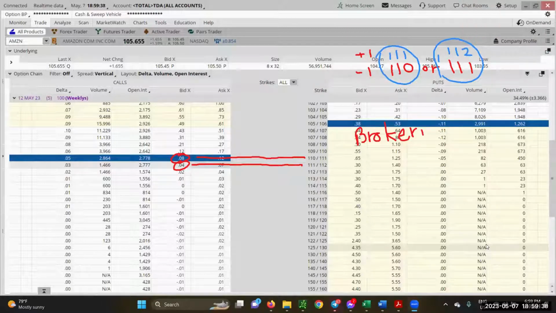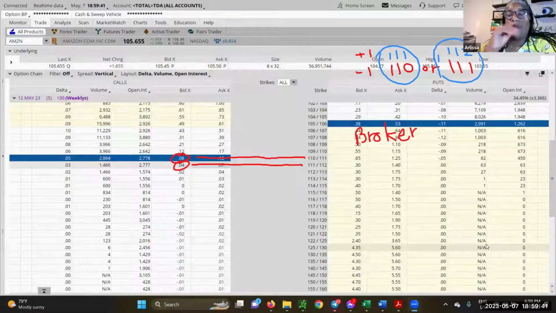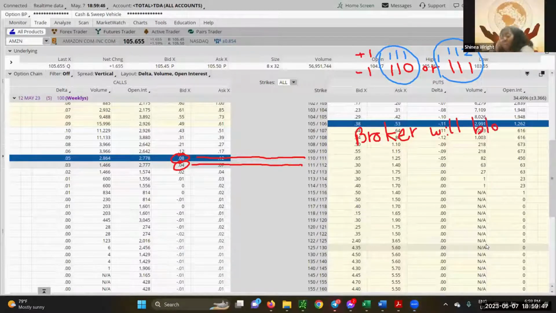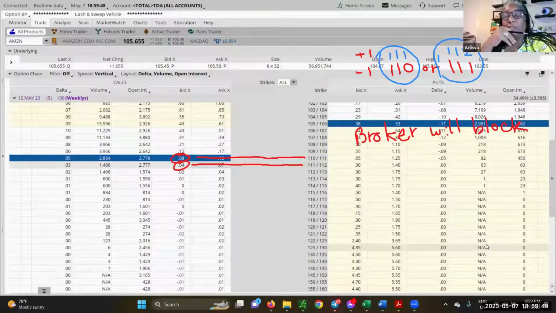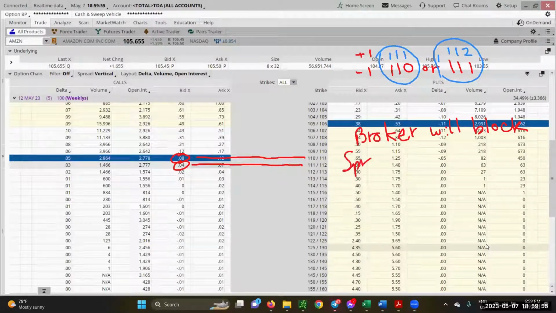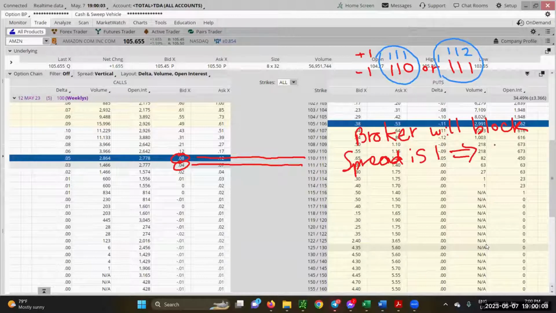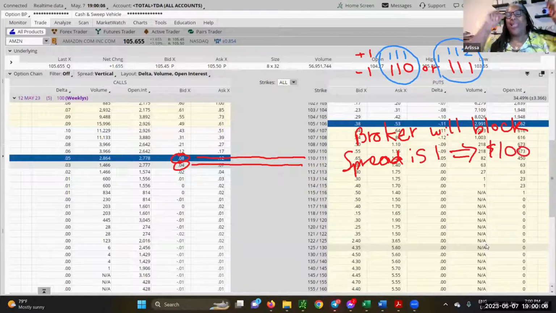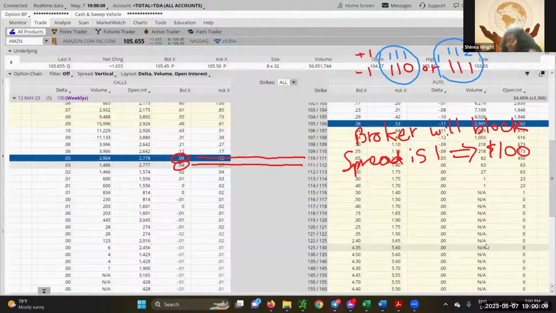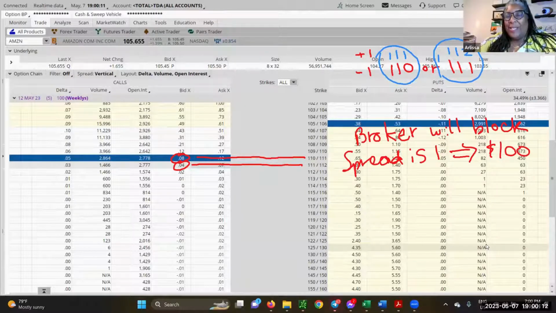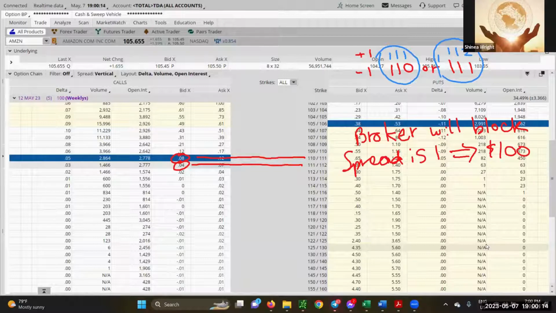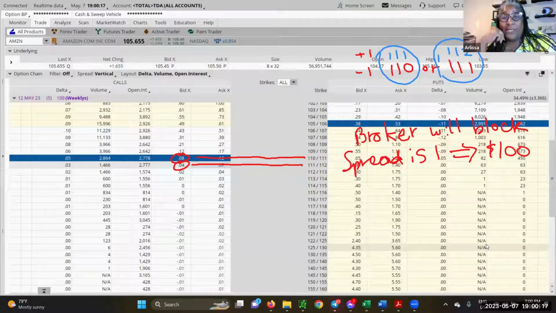Okay. Let's see. What is the spread? How much is the spread? $1. So if you have a 1 spread, how much money is that? 100. Yes. All right. Yay, finally. Ding, ding, ding. It's like Family Feud. The spread is 1, so that's $100. Yeah, 1 times 100. 100.